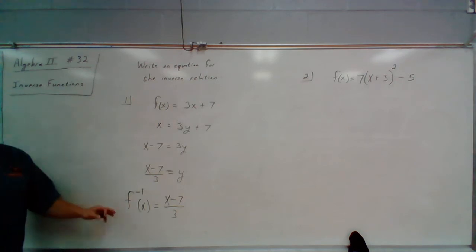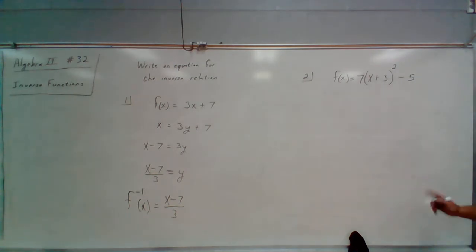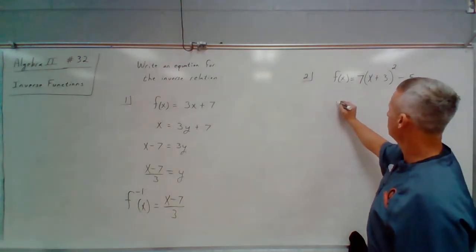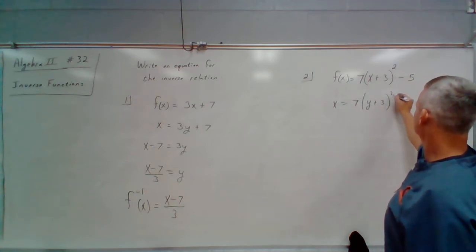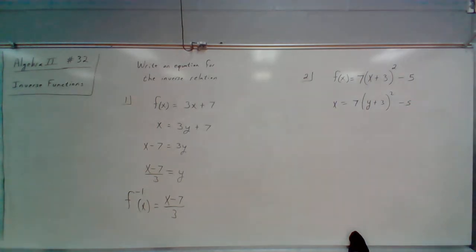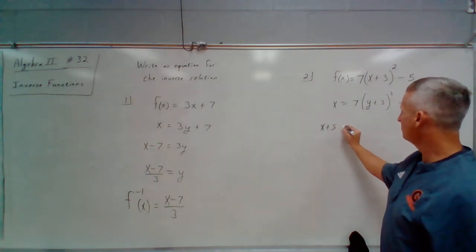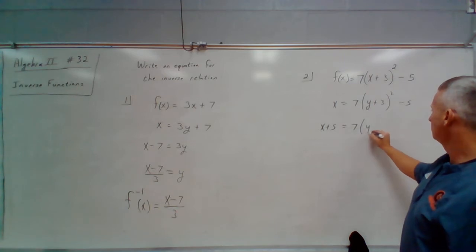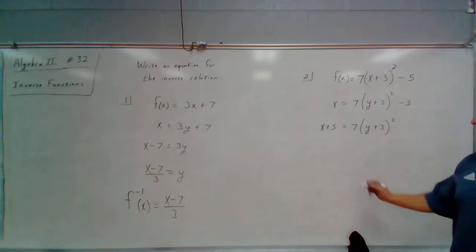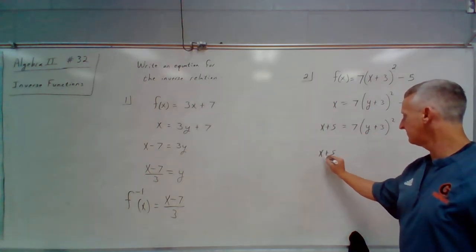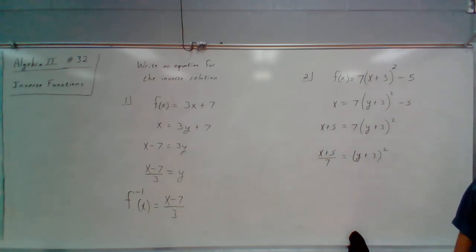All right, let's find an inverse relation for this function. So again, I'll switch the x and the y. Here's my y, so that'll become x. So x equals 7 times (y plus 3) squared minus 5. And I want to solve that for y. So I will add 5 to both sides. x plus 5 equals 7 times (y plus 3) squared. Now I'm going to divide both sides by 7. So (x plus 5) over 7 is equal to (y plus 3) squared.